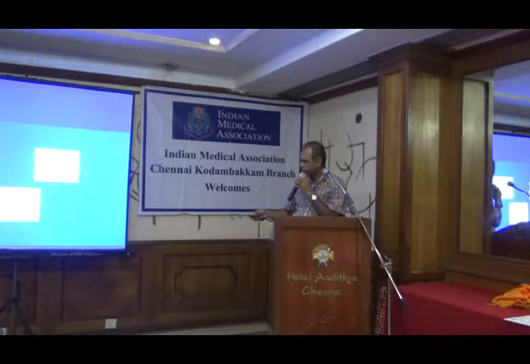And you see a number of megakaryocytes in the bone marrow. This is a typical immune thrombocytopenia.